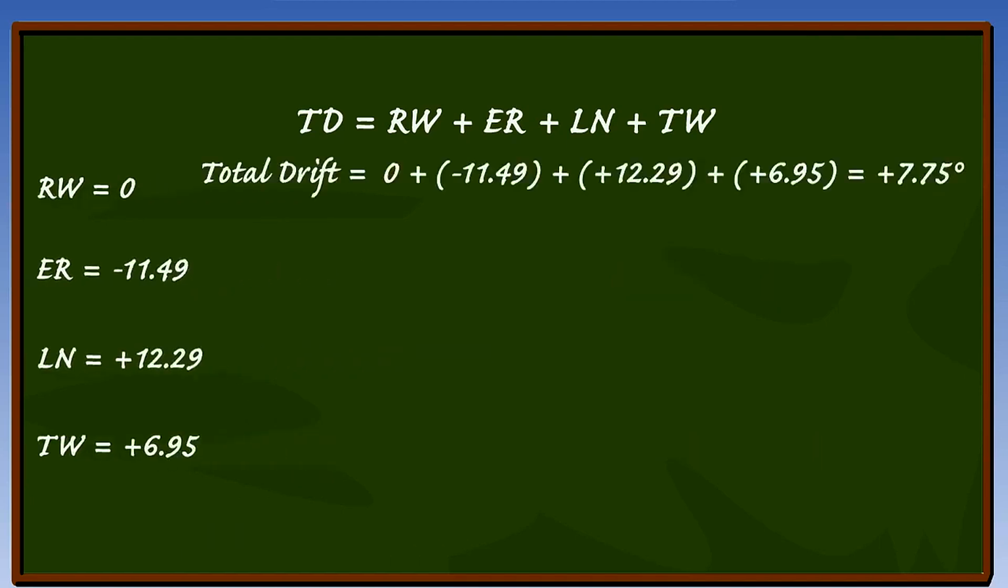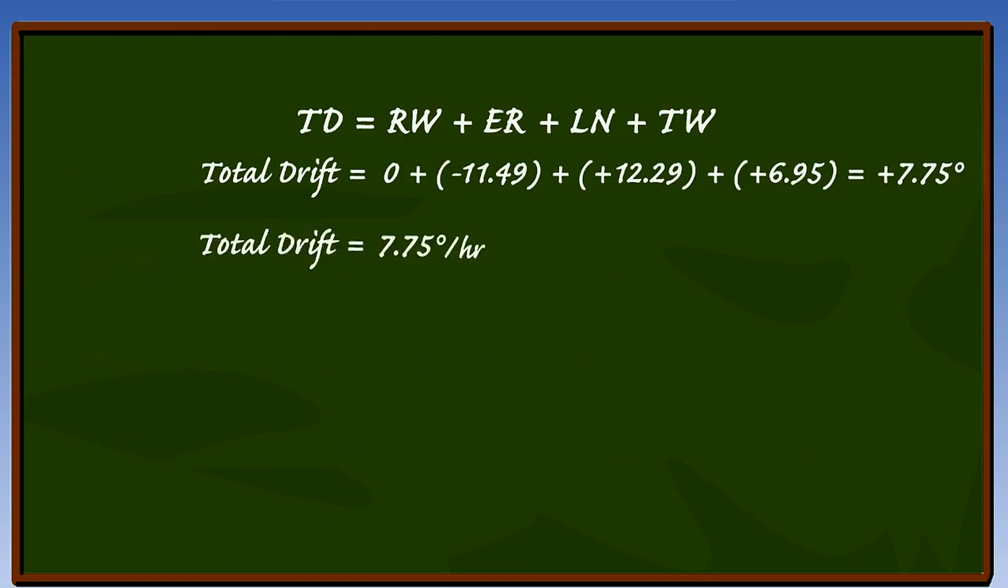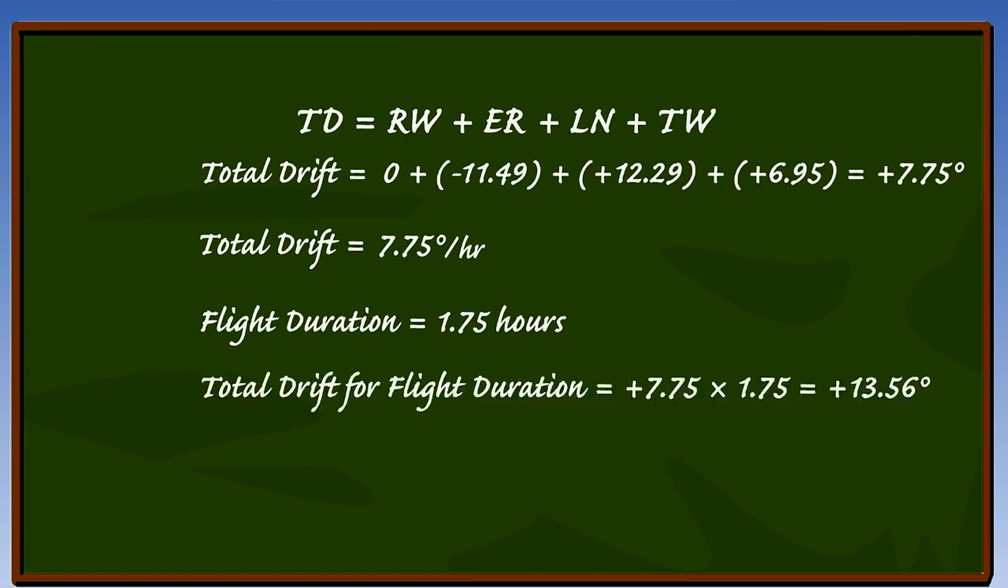Filling in the equation, it looks like this. Remember, our answer so far is in degrees per hour and our question asks, what is the total DGI error after the flight? The flight has lasted 1 hour 45 minutes, so the answer to the question is 1.75 times the total hourly error, which gives us plus 13.56 degrees.